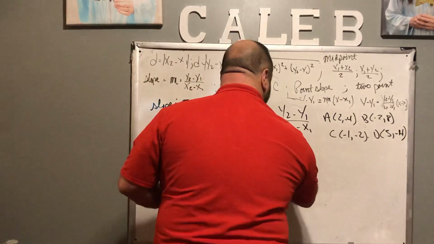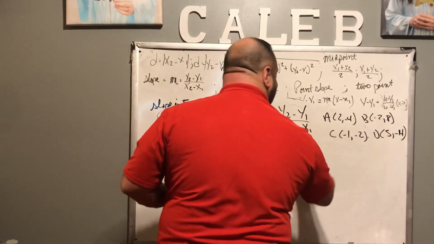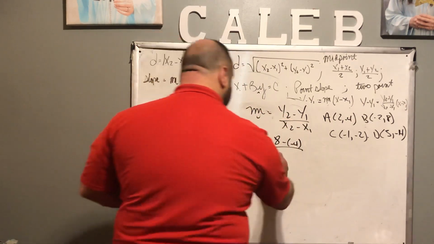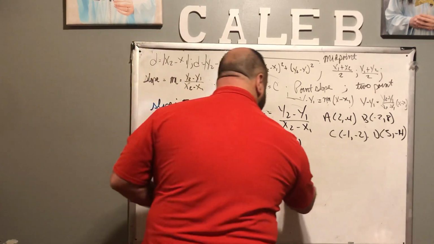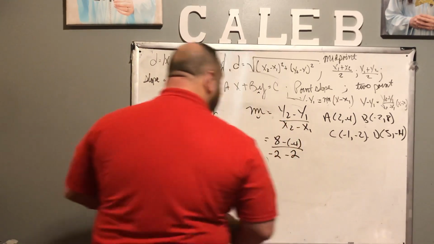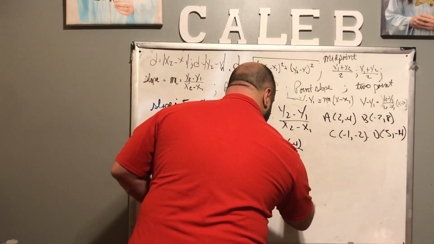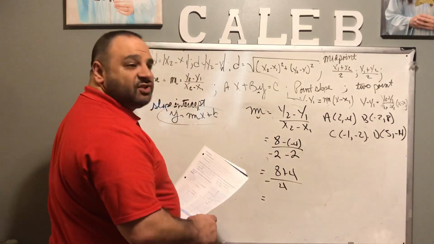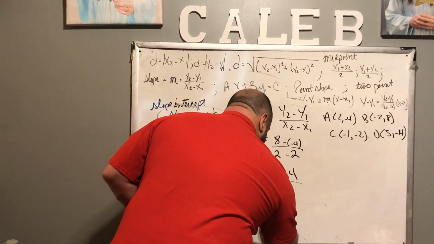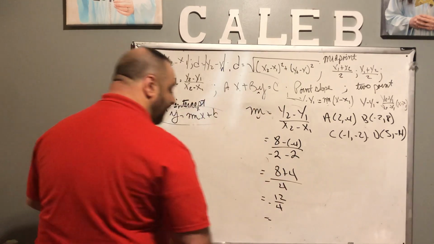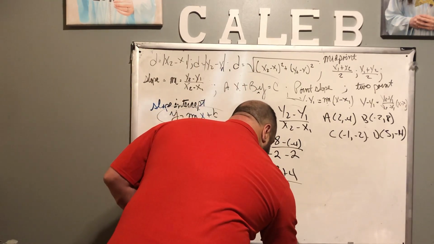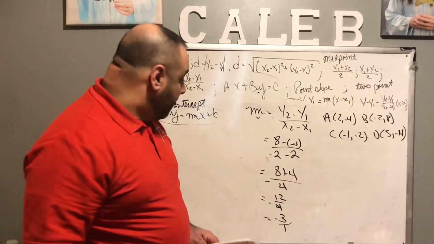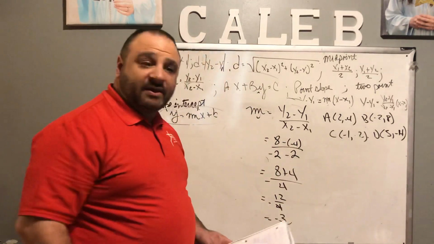So let's see, writing y2, so 8 minus y1 is minus -4 over x2, which is -2, minus x1, which is +2. All right, so we have 8 plus 4 over -4, and 8 plus 4 is 12 over 4, which we would have, right, -3, or -3 over 1. Same answer either way is fine.